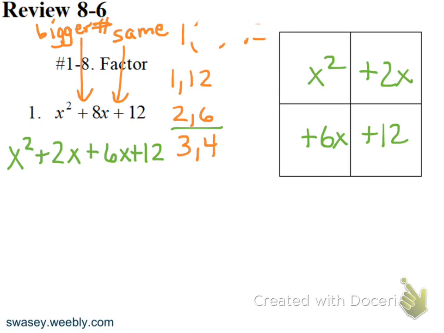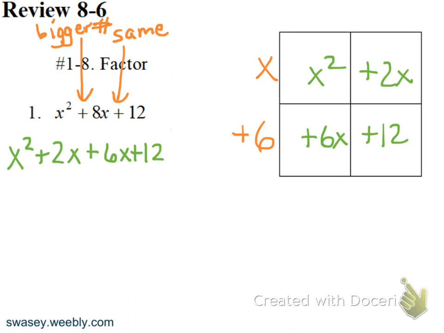The greatest common factor of the top row is x. Greatest common factor of the bottom row is 6. 6x divided by 6 is x. Also x squared divided by x is x. And then 12 divided by 6 is 2. 2x divided by x is 2. So we get x plus 6, x plus 2.